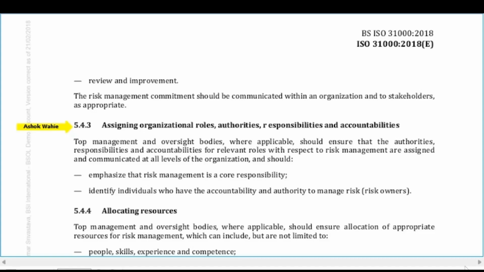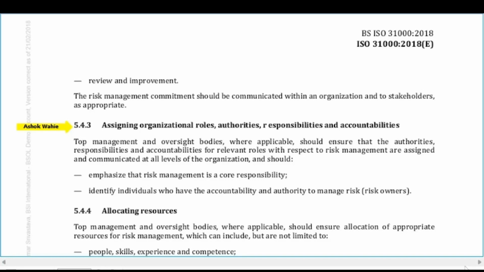So, very clearly, you should articulate and bring out what the authorities, responsibilities, and accountabilities are for various roles. How many roles have you created? What is the authority, responsibility, and accountability of each role with respect to risk management? How have you communicated these roles, and have you created these roles at all levels? Roles should be assigned and communicated at all levels of the organization.